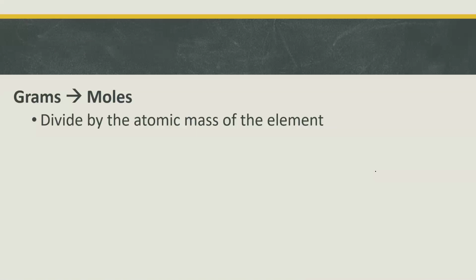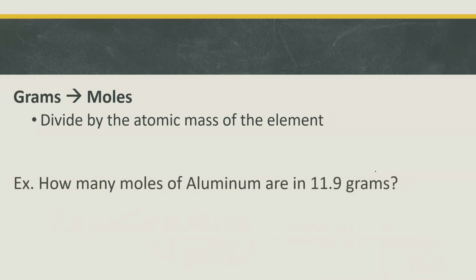All right, what happens if you go the opposite way? What if you go from grams to moles? So now you're going to divide by the atomic mass. So how many moles of aluminum are in 11.9 grams?